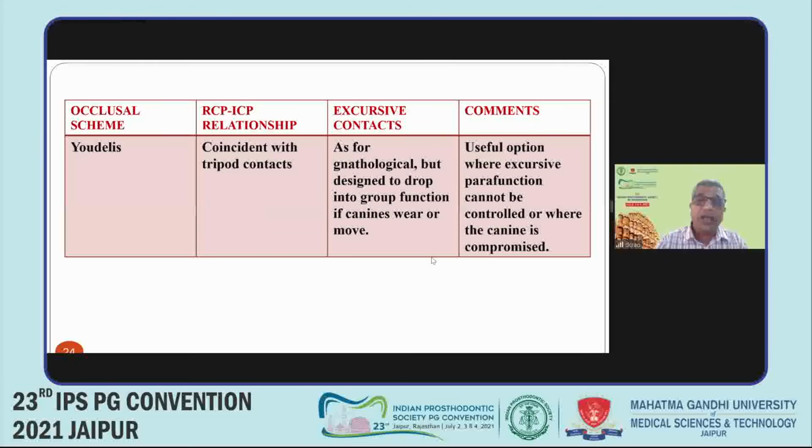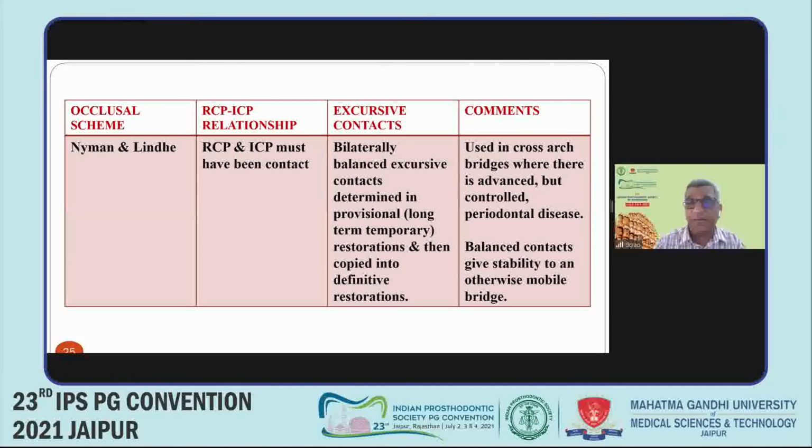Then there are Udelex and Nyman Lindhe. I am telling you these two a little fast, because these are actually for extensive advanced periodontal cases where you want to splint the restorations at the same time to provide protection. That means you splint the restorations together in order to cut down the share of the occlusal load among the members of the splint. So that's how you can understand it in a simple way. Nyman Lindhe is almost the same.